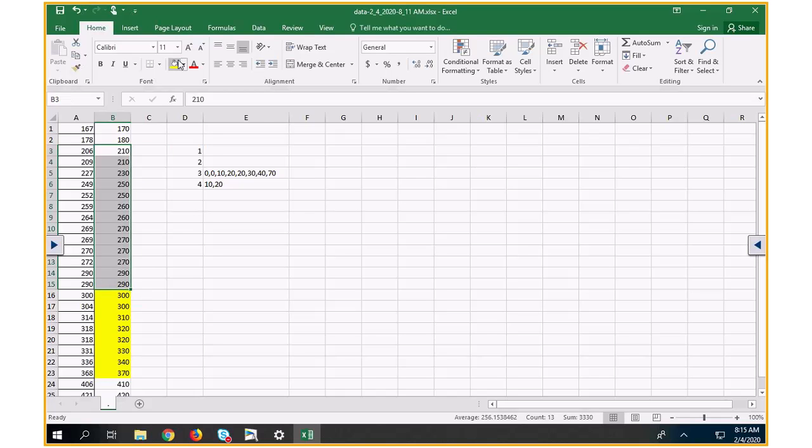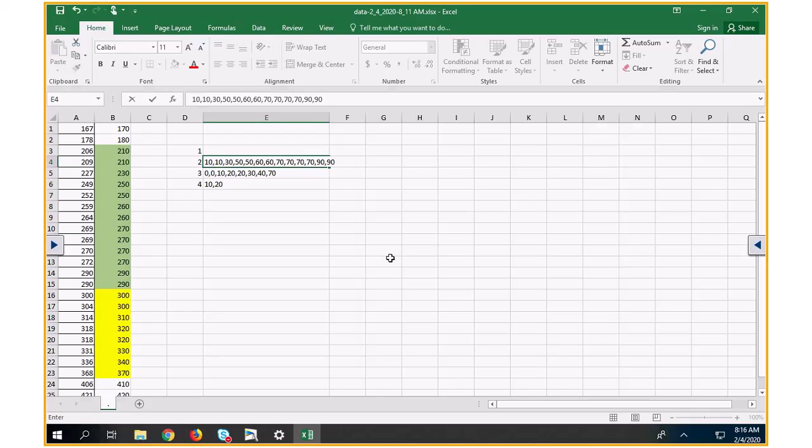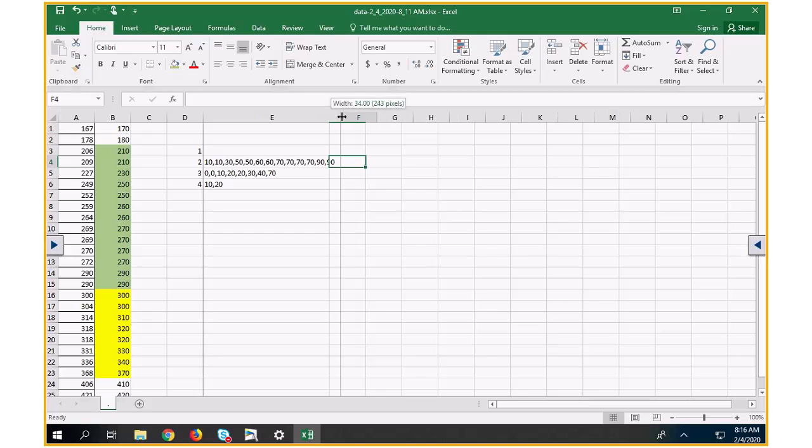And we'll color those per day. And I'm going to make this a little bit bigger. All right, 10, 10, 30, 50, 50, 60, 60. How many 70s we got? 4? 70, 70, 70, 70, and 2 90s. Man, you feel good about yourself.